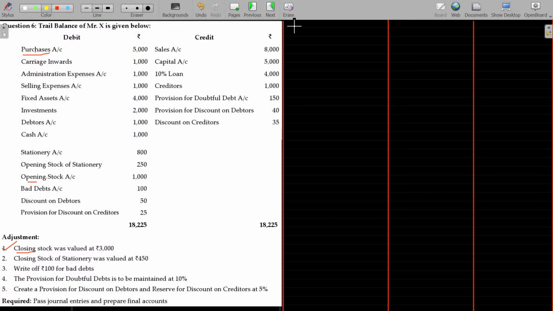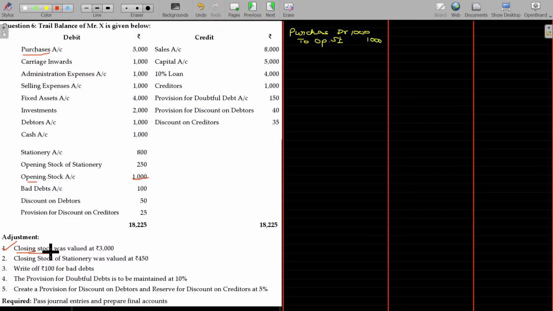For the stock, for opening stock, it should be added to the purchases, so purchases should be debited. Purchases account debit to opening stock, the value being 1,000 rupees.